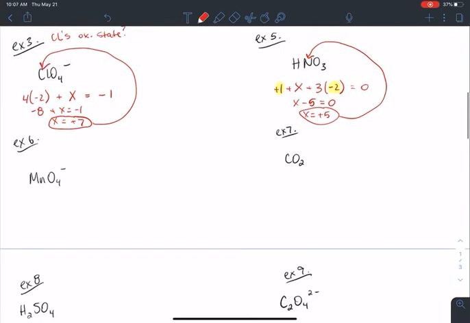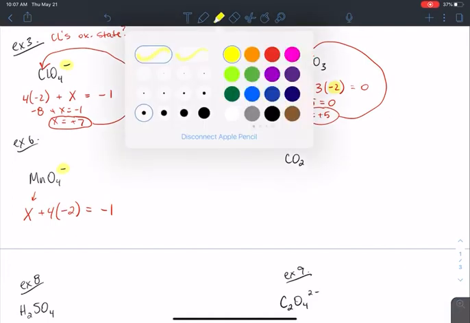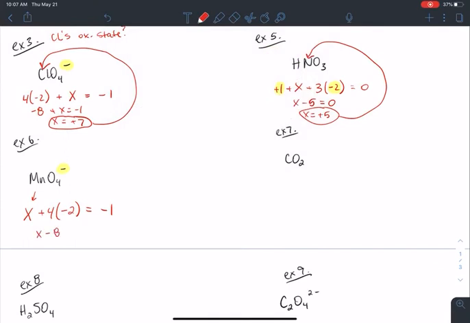Okay, let's do this permanganate anion. So we don't know manganese, so we call it X. We have 4 oxygens, and we know that oxygen has a -2 oxidation state. All of this has to add up to equal what, though? Is it 0? No. It's -1, because the charge on the whole molecule here is -1, just like it was in example 3. So x minus 8 equals -1, x equals +7. That's for manganese.